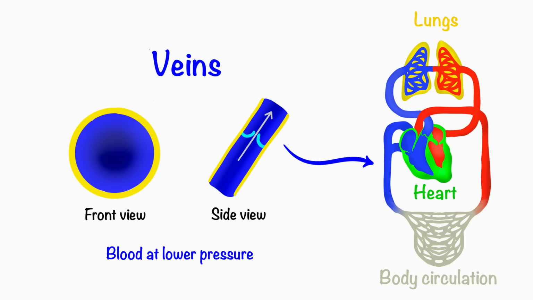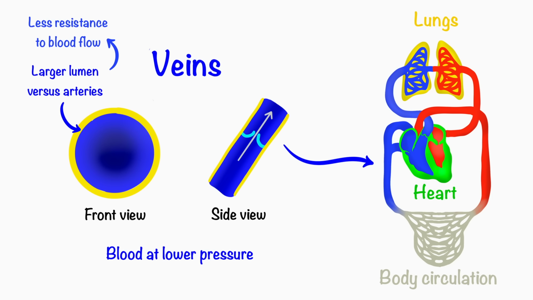By the time blood reaches the veins, it's under much lower pressure than in arteries. This presents a challenge: how to keep blood flowing back to the heart against gravity, especially from the lower parts of the body. Veins have several adaptations to overcome this challenge. First, they have a larger lumen or internal space than arteries of comparable size. This larger channel offers less resistance to blood flow, helping blood move despite the lower pressure.